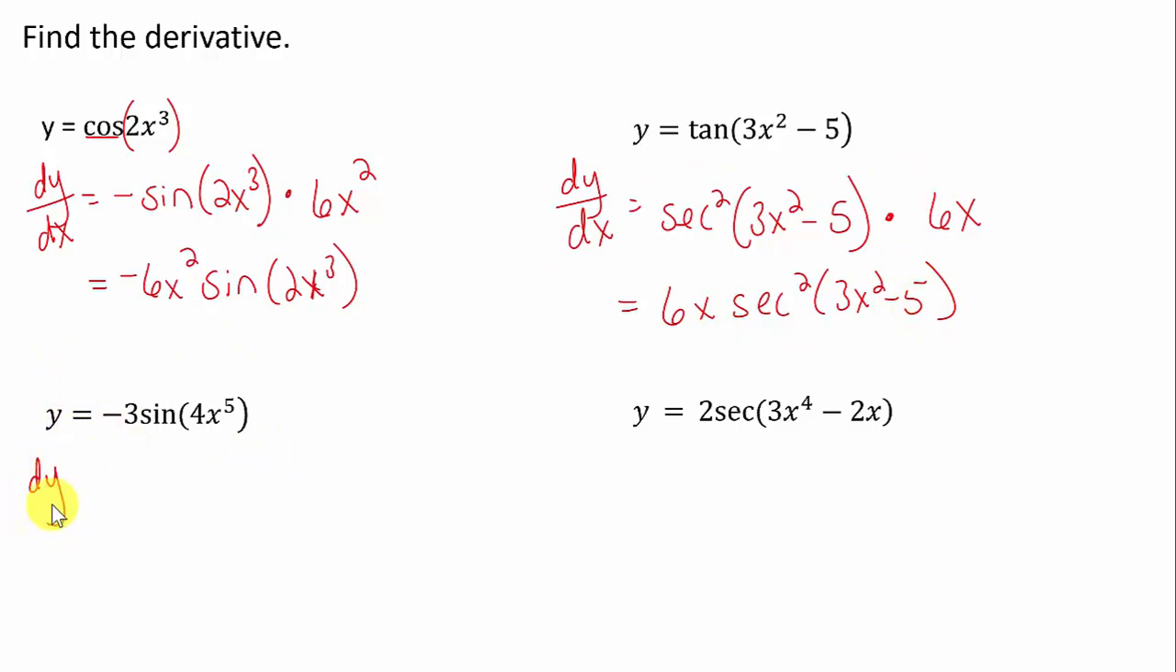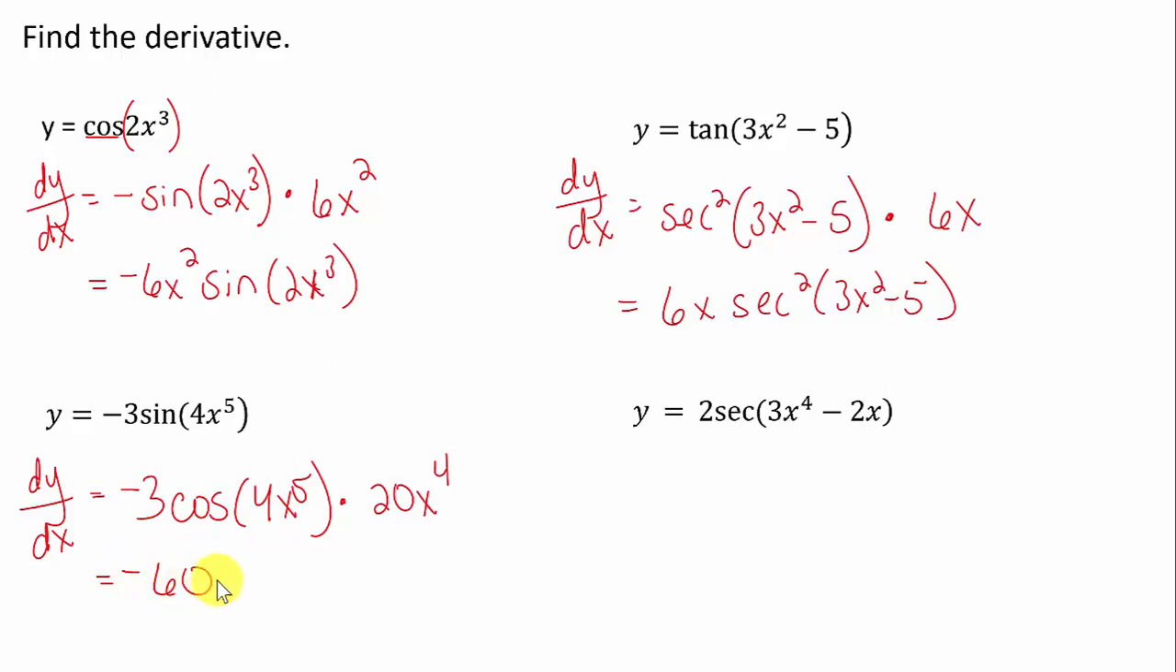Okay, here we have a number out front. That doesn't really matter. That just gets multiplied by your derivative of this trig function here. So I'm going to have negative 3 times the derivative of this. The derivative of sine is cosine. Inside will always be the same, times the derivative of the inside, which is going to give me 20x to the fourth. And then I would probably multiply this by the negative 3. So negative 3 times 20 is negative 60x to the fourth. Then I'm going to write cosine of 4x to the fifth.